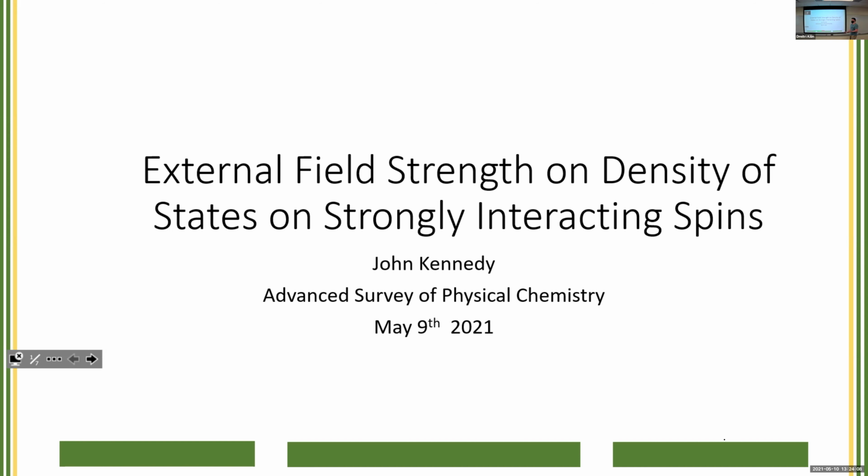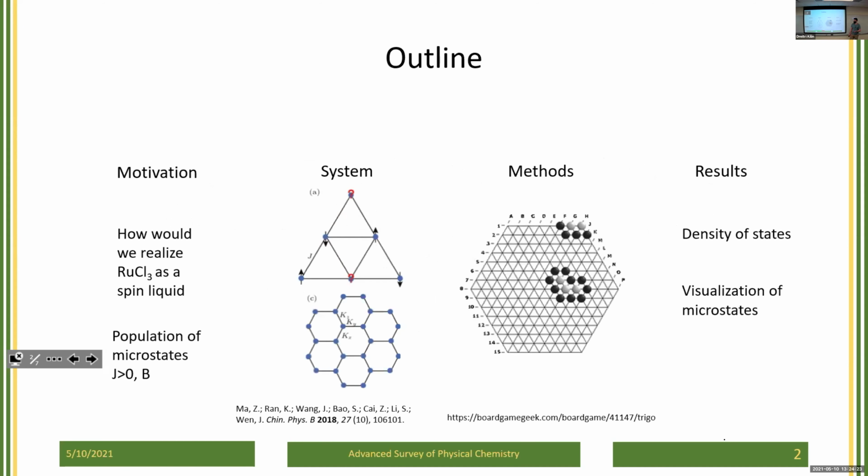Hello, everyone. My name is John Kennedy, and I was studying the effect of the external field strength, B in this equation, on the density of states, or the distribution of microstates, for strongly interacting spins, in this case when J is greater than 0. A little bit of an outline. First, I'll talk about the motivation, how we're trying to realize alpha ruthenium trichloride as a spin liquid. Secondly, how we get the distribution of microstates when the spin-spin interaction, J, is greater than 0, and we look at that as a function of decreasing magnetic field strength.